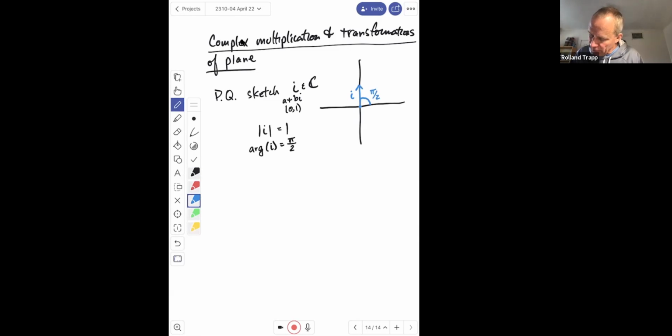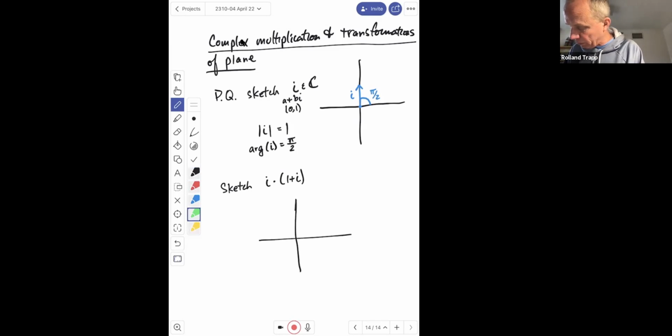So suppose I wanted to now sketch i times 1 plus i. Actually, before that, what's even 1 plus i? Everyone should be able to sketch 1 plus i. So here's 1 plus i, right? It goes to the right 1 and up 1. The real part just tells you how far to go horizontally. The imaginary part tells you how far to go vertically, right?